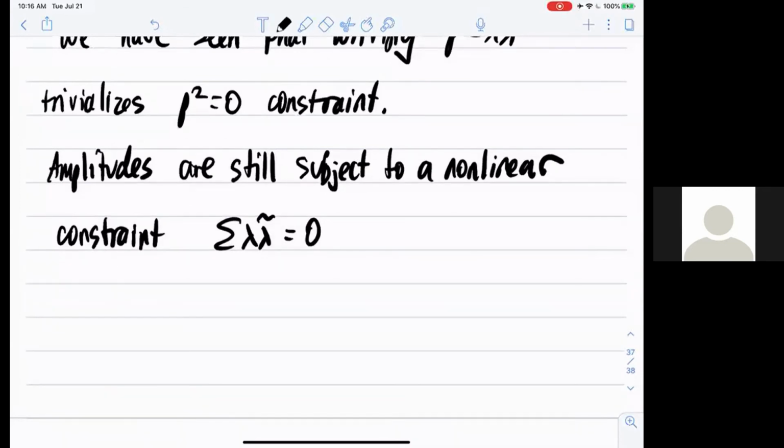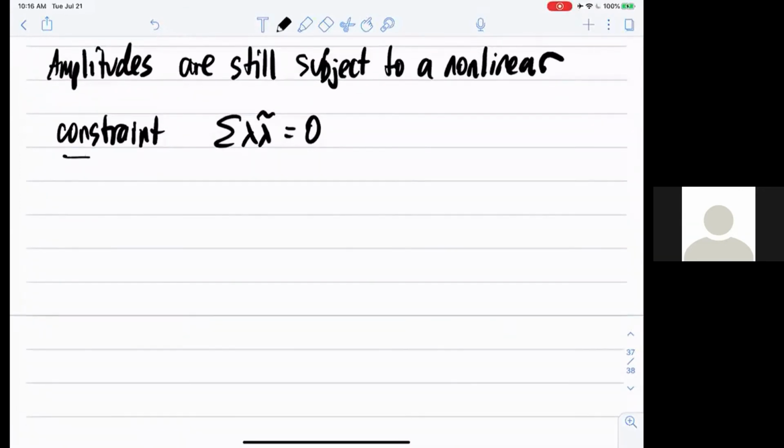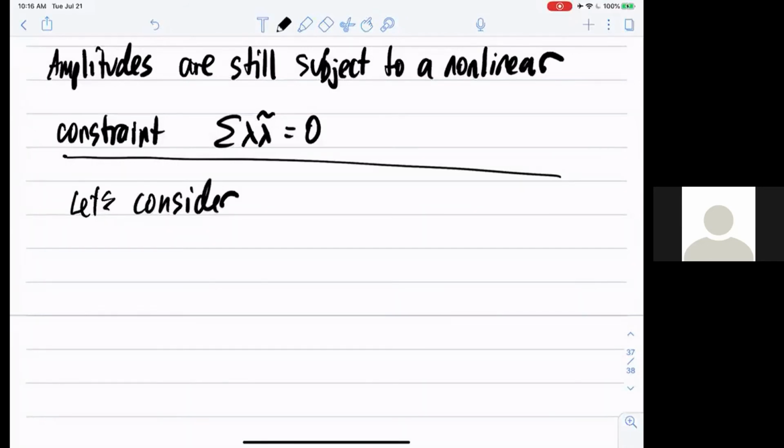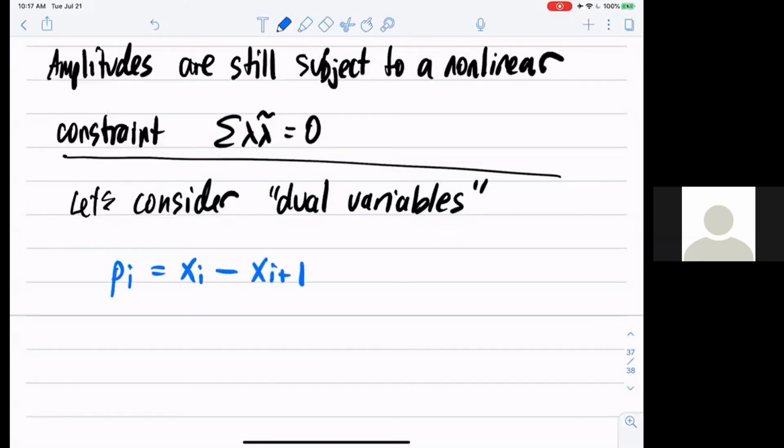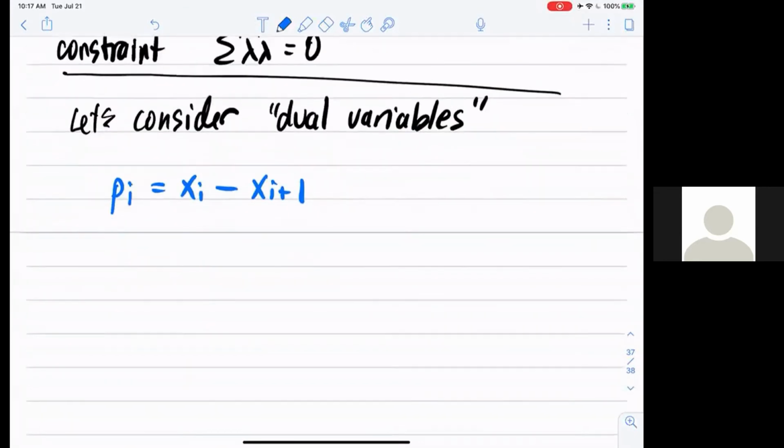Also, let me just go to the punchline. Let's consider what are called dual variables or region momenta. So basically the idea is the following picture.